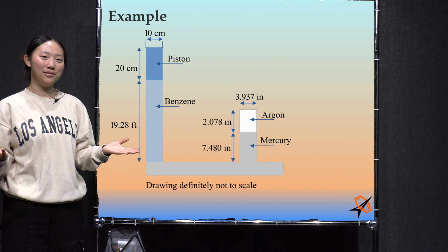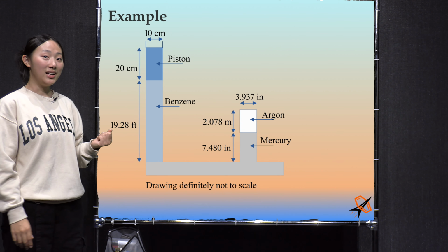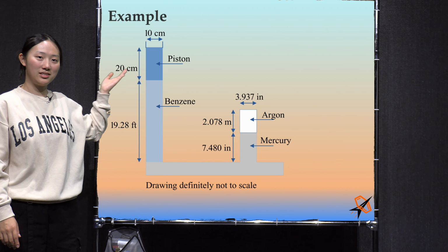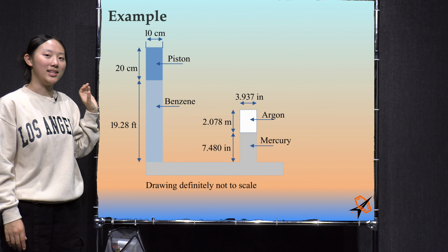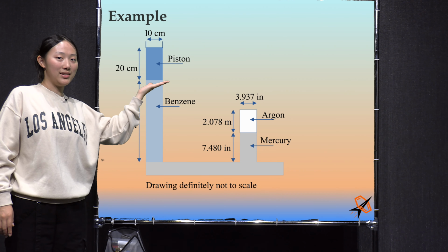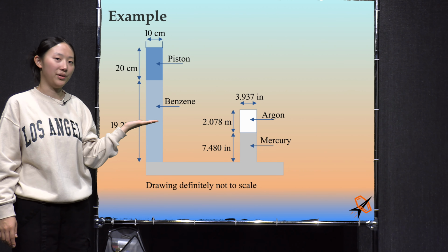Now, let's see an example of a typical calculation involving hydrostatic pressure. We will begin with a diagram that is obviously not to scale because the 20 centimeters tall piston is just a little bit shorter than the 19.28 foot column of benzene, and the 2.078 meters of argon is shorter than the 7.480 inches of mercury.